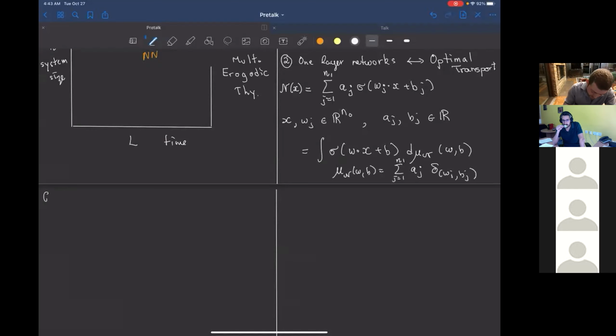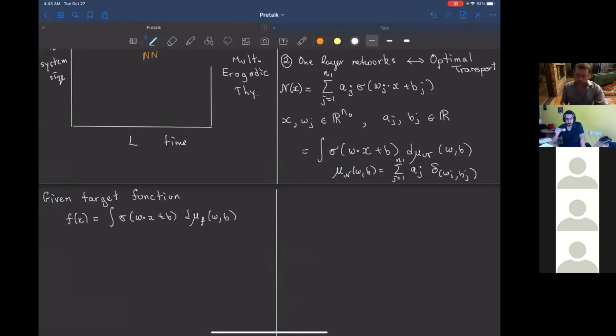The point is that given a target function, so suppose I'm trying to learn some function f of x, I'm going to write it in the same form, the integral of sigma of w dot x plus b against some measure mu f determined by f, in w and b. There's a general theorem which says that for any reasonable function sigma, practically every single function admits a representation of this form. In other words, given a sensible function f, you can find a sensible measure mu f so that when you integrate against sigma of w dot x plus b, you return f.